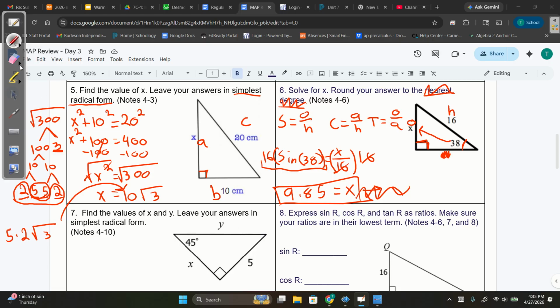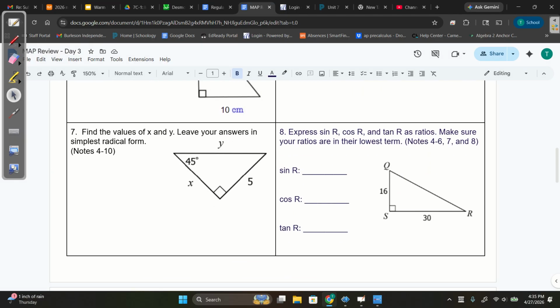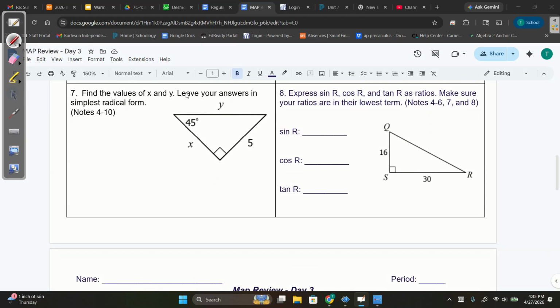Number 7. Find the values of x and y. Leave your answer in simplest radical form. Now here's the problem with this one. I could use SOHCAHTOA, but that would not give me a simplest radical form answer. That would give me a decimal answer. So instead, we have to use what we remember about our similar right triangles, specifically the special right triangles. This is a 45, 45, 90 triangle.